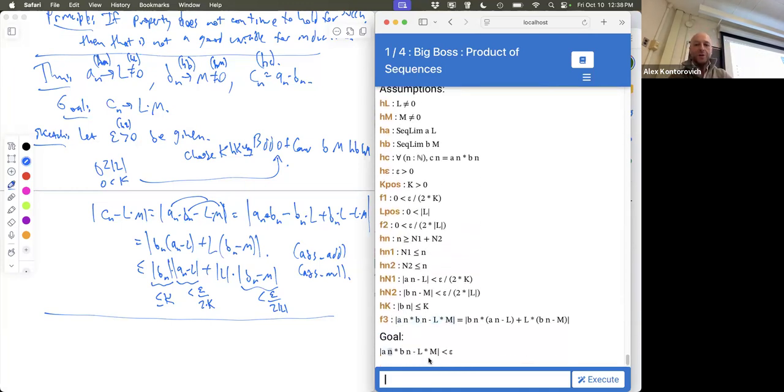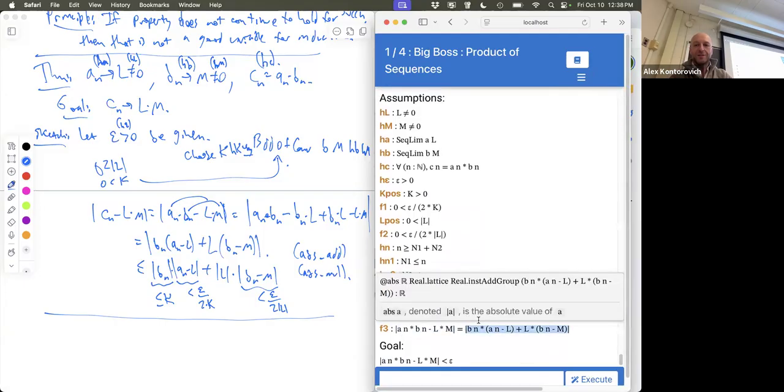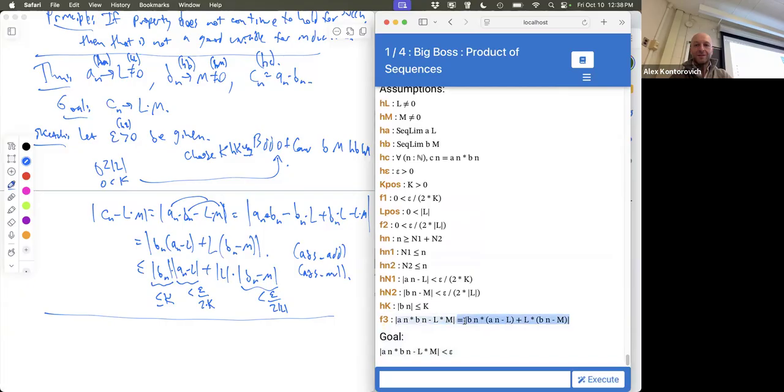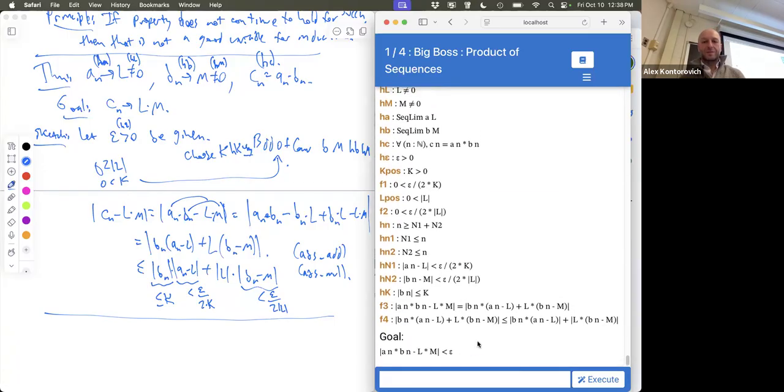All right. So we've got our first line. What's our next line? Triangle inequality. We don't need to rewrite because we're going to just chain a bunch of inequalities that add up to epsilon. So have fact 4 is that this is less than or equal to the same thing, except I'm going to break this and that. And that's by apply abs add. So this is equal to this, which is less than or equal to that and that.